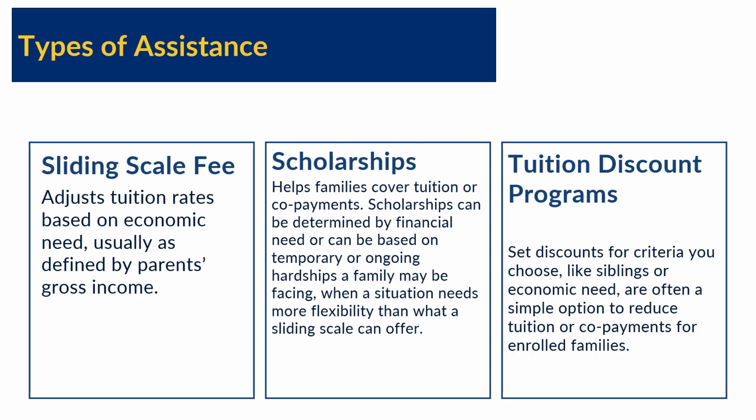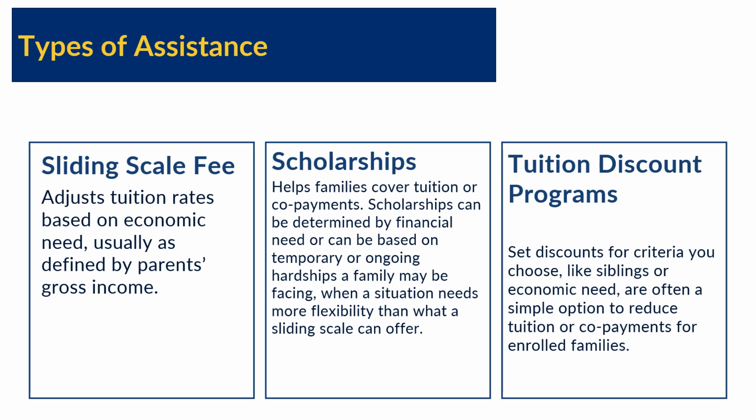When it comes to offering financial assistance to families, there are three common types: sliding scale fees, scholarships, and discounts based on certain criteria. Sliding scale fees adjust tuition based on economic need, usually as defined by the family's gross income. Gross income is all the money that a family takes in before any expenses or taxes. You can and should ask for pay stubs to verify gross income.